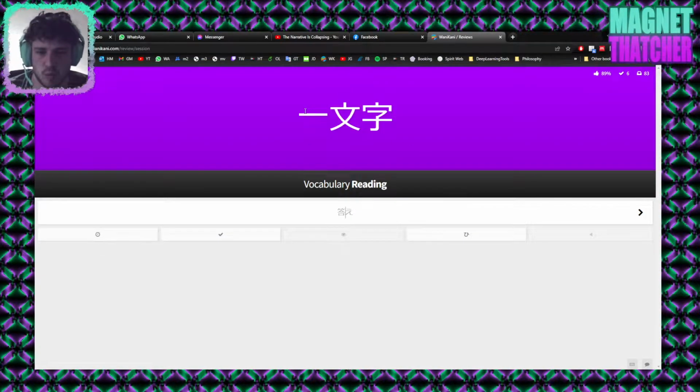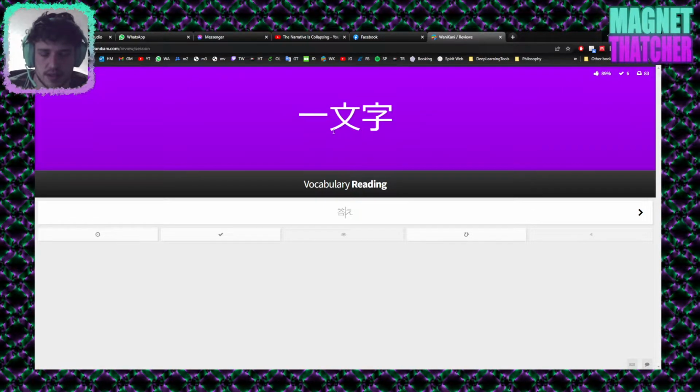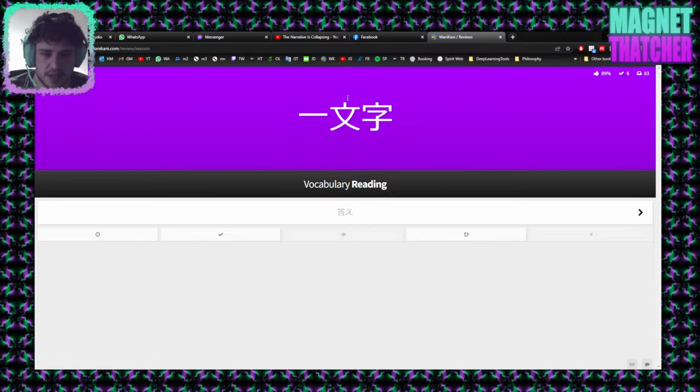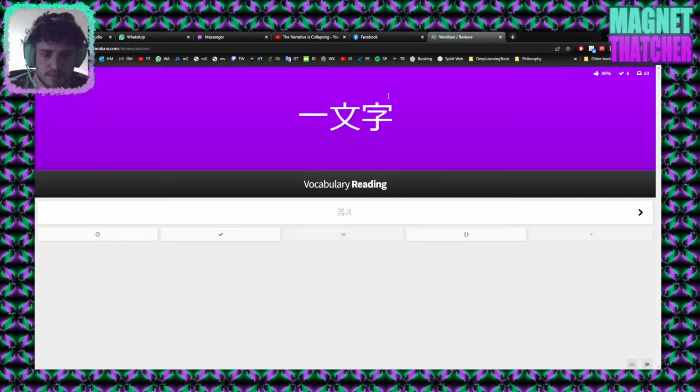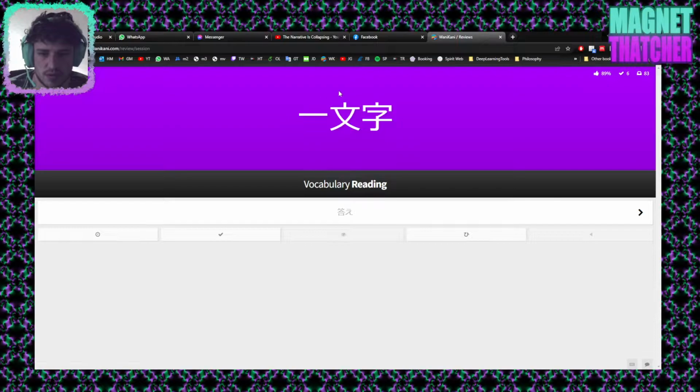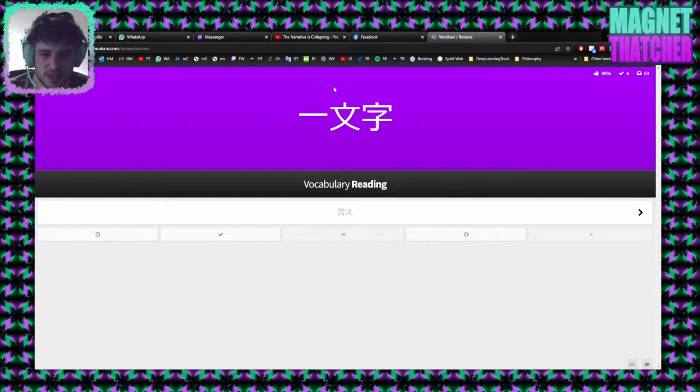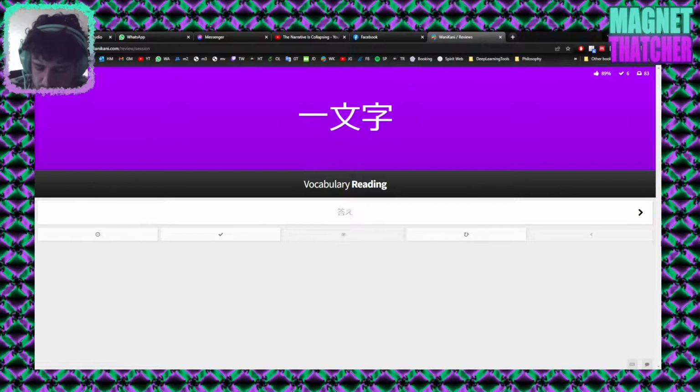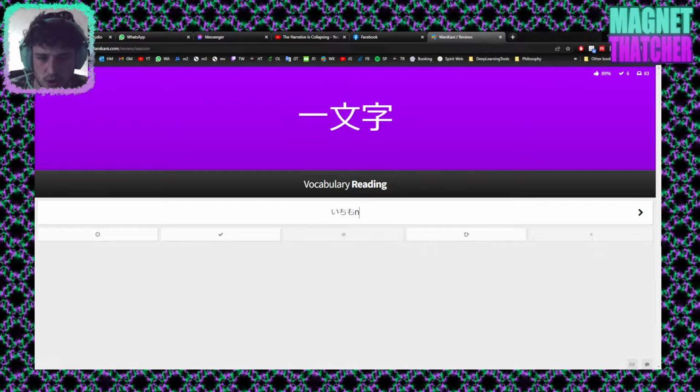Okay, so this means one. This means writing, and this is a letter. So it's one writing letter, but it's actually straight line. So that's ichi, mon, ji.